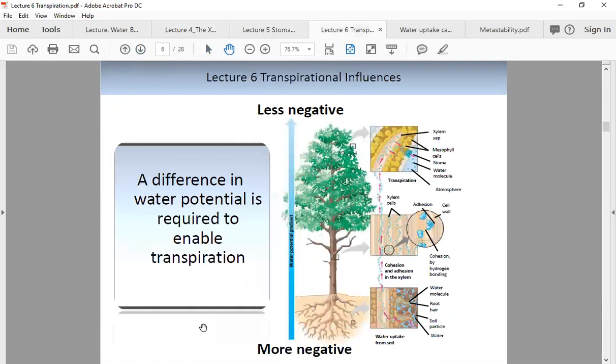All right, so based on what a couple of you have just said, water moves from a region of high water potential to a region of low water potential. What do you think about the labels here? Here and here. Are they right or wrong?